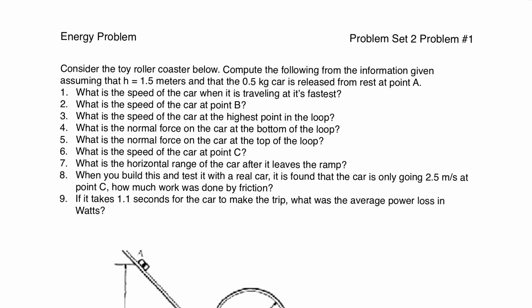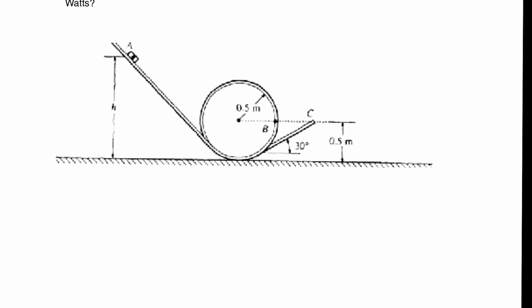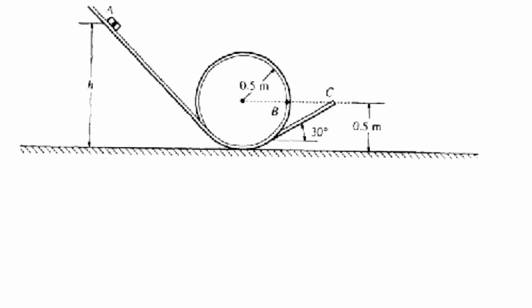All right. What is the speed of the car when it's traveling at its fastest? Now, looking at this, we're eventually going to have to figure out the speed of the car here. That's when it's at its fastest. I think we're going to be finding the speed of the car here, and eventually we've got to find the speed of the car here. Let's just do all of that right now. Is that okay? All right.